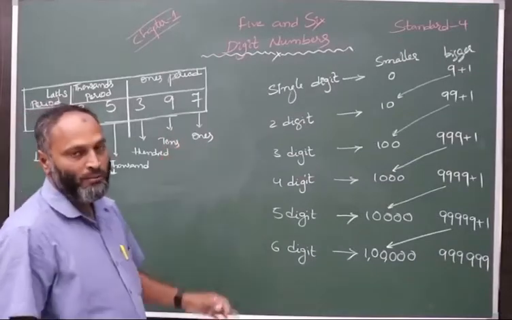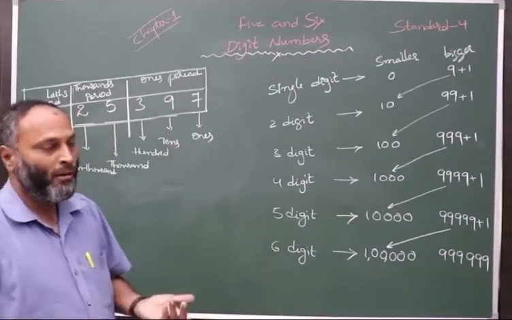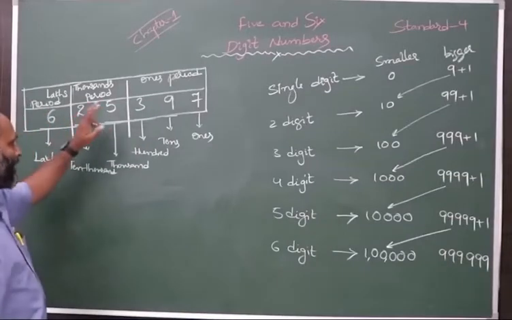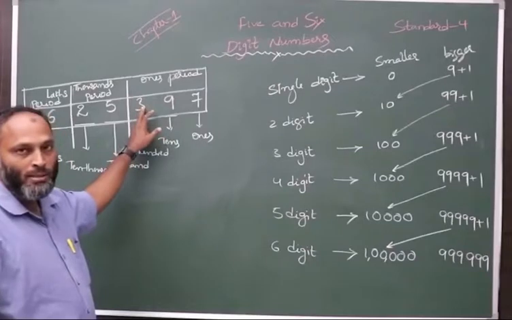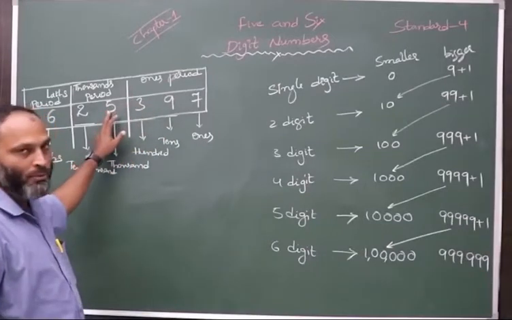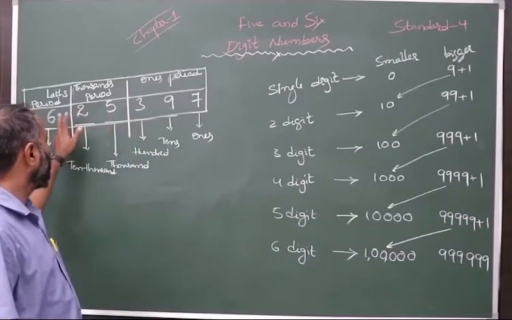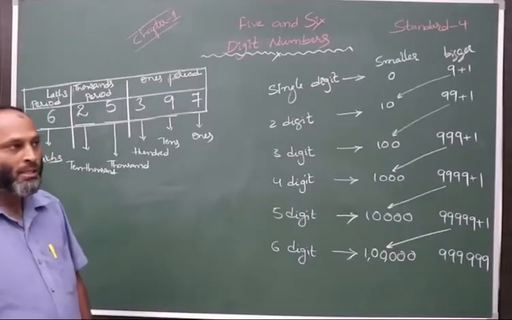Then how to represent we explained, and how to read. So we explained first: this is our first place value, second place value, third place value, fourth place value, fifth place value, and this is the sixth place value.